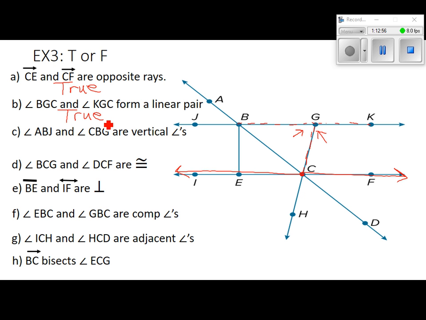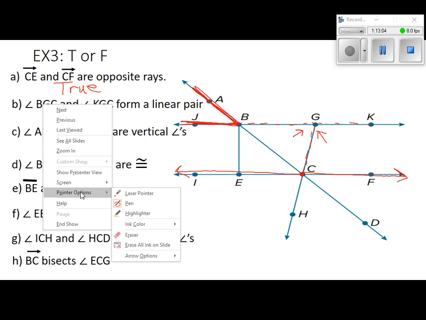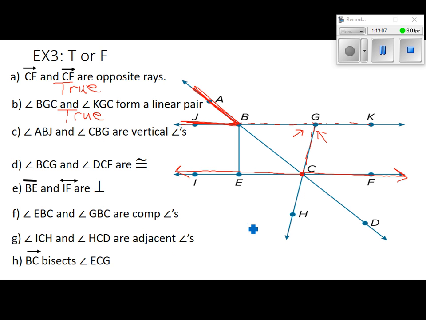Angle ABJ, that's this angle. And angle CBG, that's this angle. Are vertical angles. Is that something that we can assume? If they are vertical angles, then we know that they have to be congruent. Yes, we can assume that. So that has to be true.